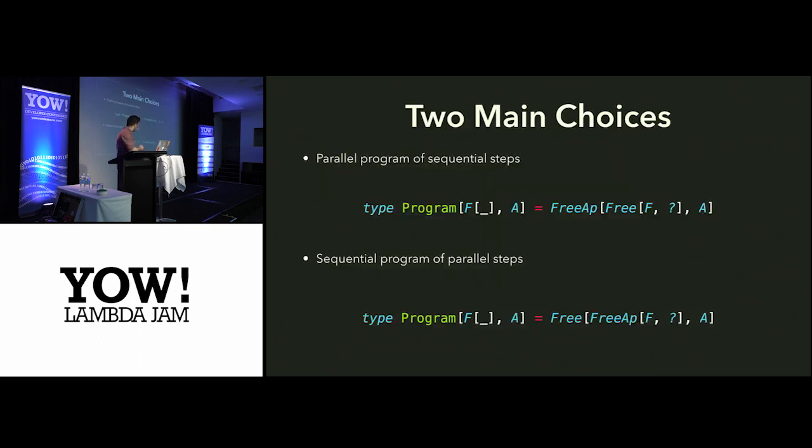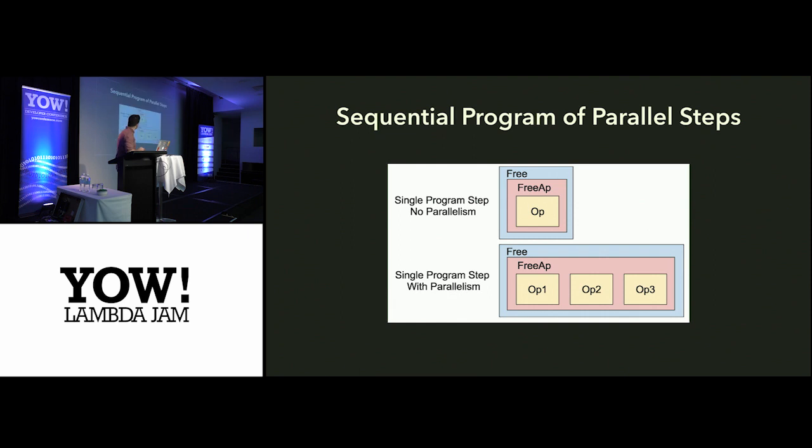It's more common that you would actually have a sequential program of parallel steps, which means that we put the free monad on the outside and the free applicative on the inside. So what this looks like is something like this. We have two types of steps that we tend to use. One of them is a single step that has no parallel operations, and the other is a single step with multiple operations that run in parallel.